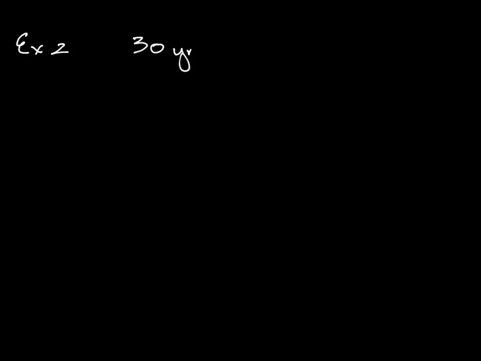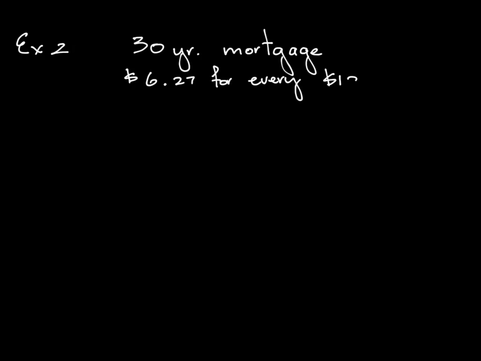Looking at the second example, this one involves a 30-year mortgage. You're buying a house. We're going to try to calculate the mortgage payment. So when you take out a loan for a 30-year mortgage, in this particular case, you'll pay $6.27 for every $1,000 that you borrow. So we'll start out by setting up the equation. We'll have P for payment equals k, the constant of proportionality, times B.